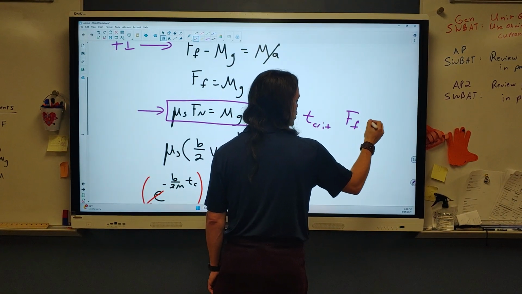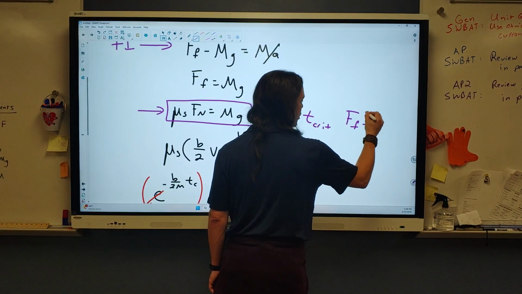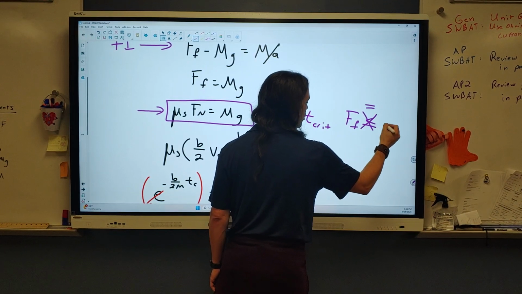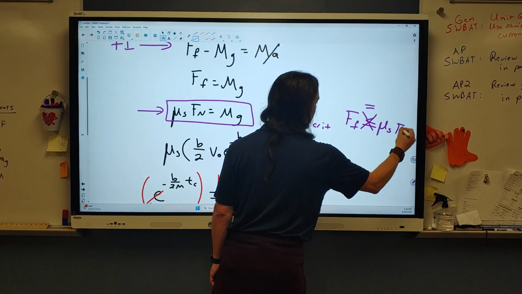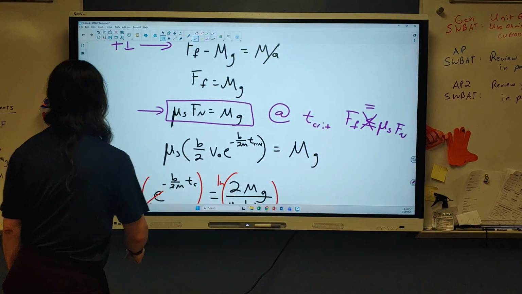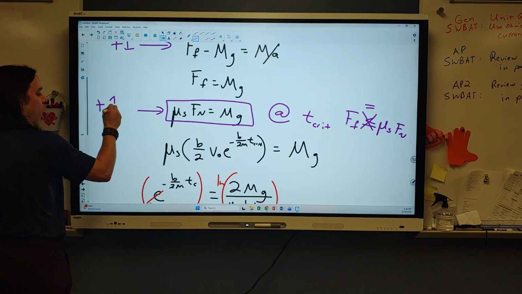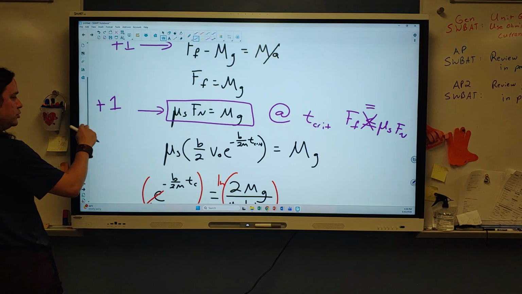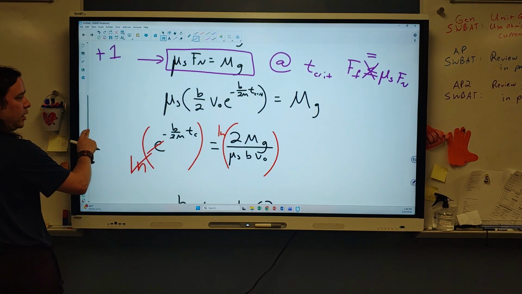Step 2, I think, is going to be based around identifying that at t crit, your force of friction no longer is less than or equal to, it is straight up equal to mu s times your normal force. I think that is probably going to be the key thing that the graders are going to be looking for to get the point there.